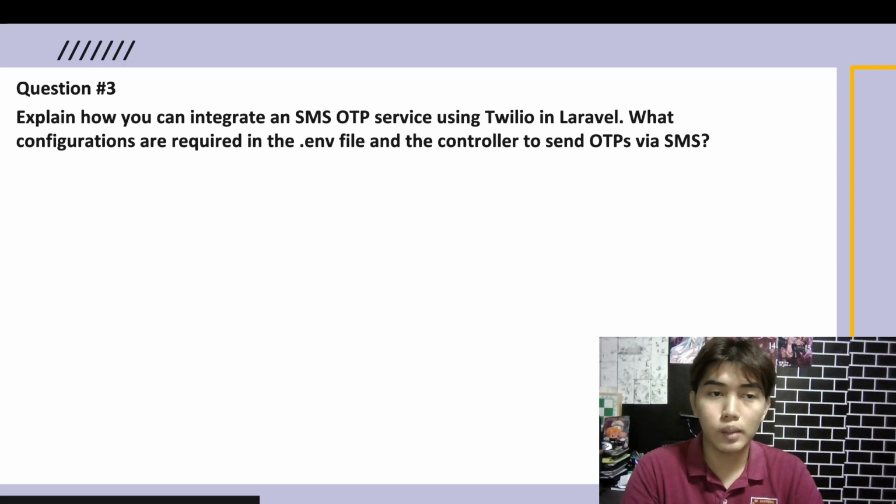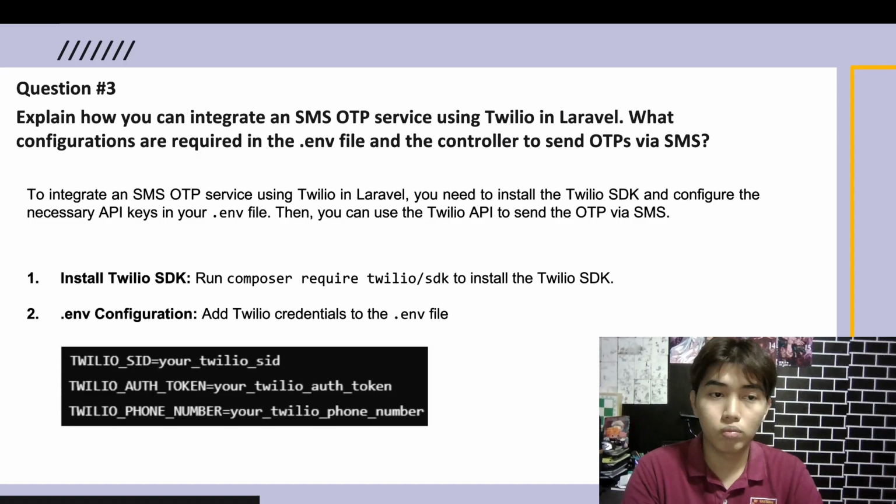Third question: explain how you can integrate an SMS OTP service using Twilio and Laravel, and what configurations are required in the .env file and the controller to send OTPs via SMS. To integrate an SMS OTP using Twilio and Laravel, you need to install the Twilio SDK and configure the necessary API keys in your .env file. Then you can use the Twilio API to send the OTP via SMS.